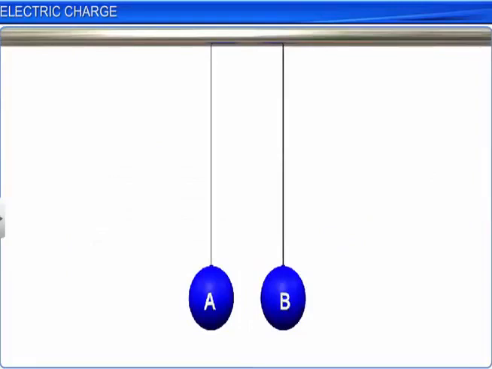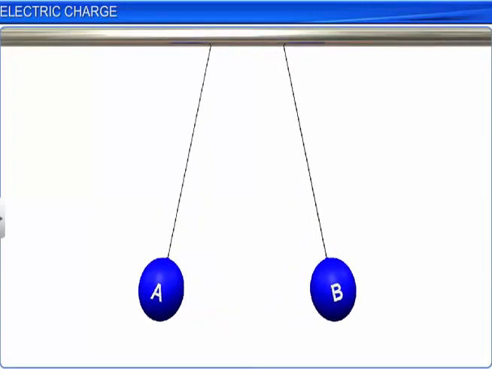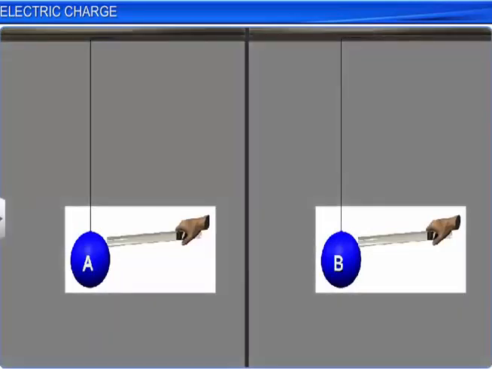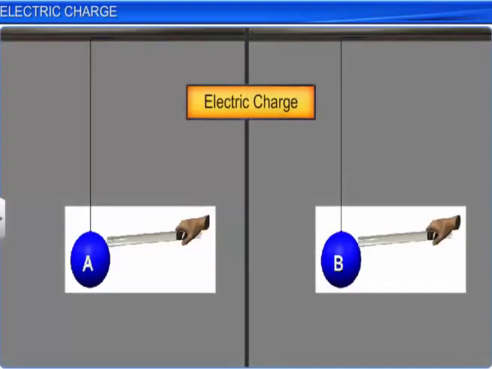The physical quantity responsible for all these phenomena is known as electric charge. Electric charge can be defined as the property of matter that exhibits its electrostatic interaction with other matter.